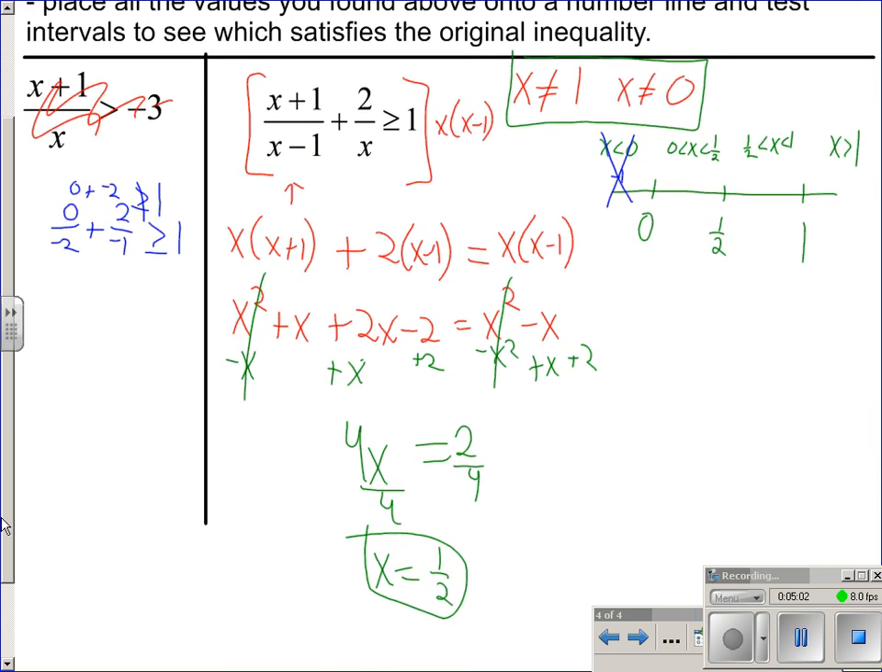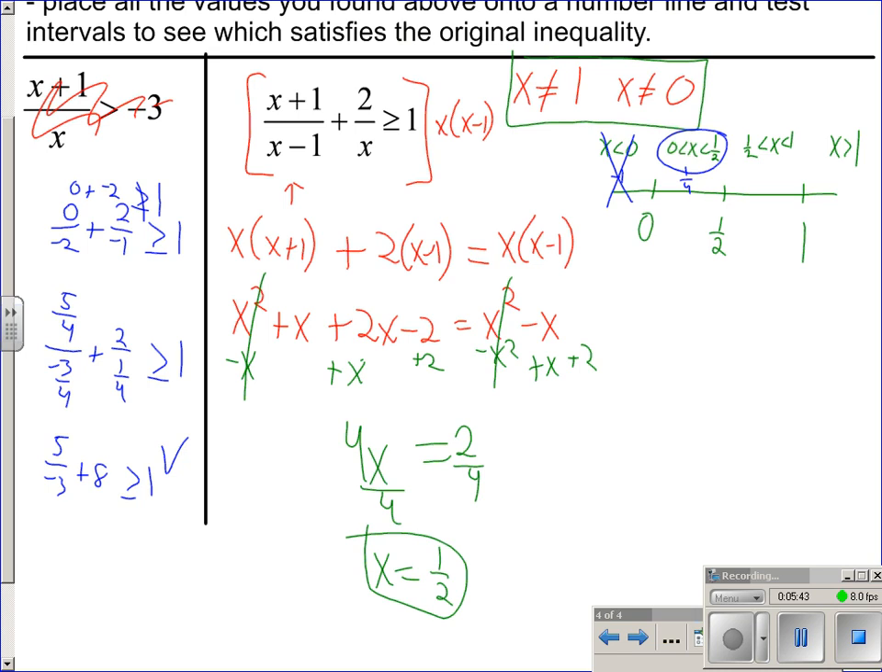All right, to do that, 1/4. So I'm just plugging 1/4 into our equation. 1/4 plus 1 is 5/4 over 1/4 minus 1 is a negative 3/4, plus 2 over 1/4. Is that greater than or equal to 1? All right. Dividing by a fraction, we multiply by the reciprocal, so we're going to get 5 over negative 3 plus 2 times 4 is 8. Is that greater than or equal to 1? You bet it is. Since 1/4 worked, all of these are going to work.